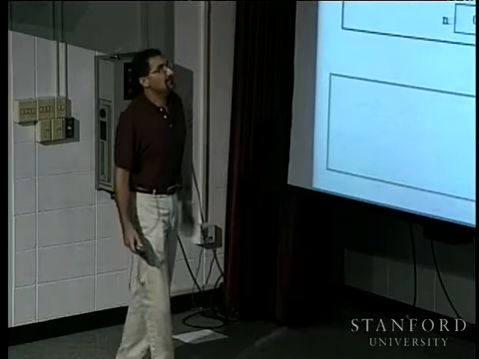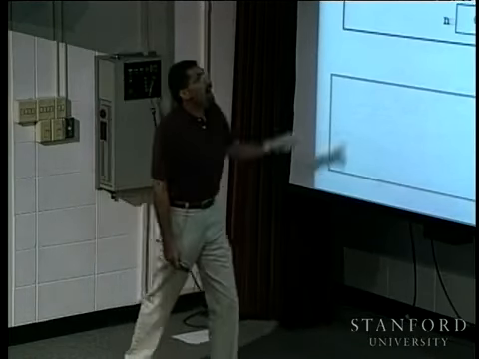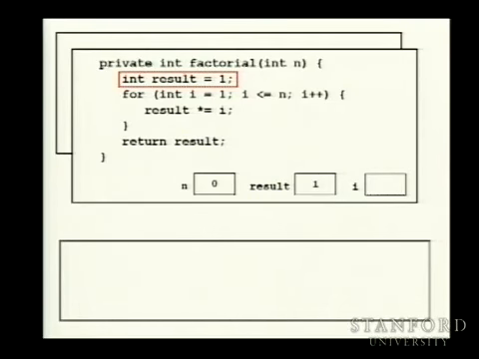So factorial fires up. It says, you gave me that 0, that's n. I start off by having result, which is a local variable. It is a variable that is only defined in my context. And I set that equal to 1. And then I have my own variable I, which is only defined in my context. And I start off setting that to 1.